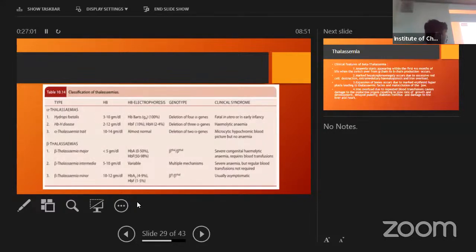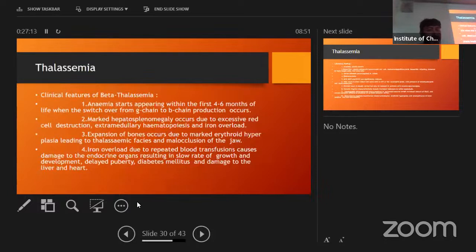Now, these are the charts where it is noted how many genes are deleted and how much hemoglobin is present. Now, clinical features of beta thalassemia. Anemia starts appearing within the first 4 to 6 months of life, because after 6 months, hemoglobin F is going down. Marked hepatosplenomegaly due to extravascular hemolysis, expansion of bones like malar prominence and depressed nasal bridge, etc., and iron overload in organs like endocrine organs, leading to delayed puberty, diabetes mellitus, and damage to the liver and heart.